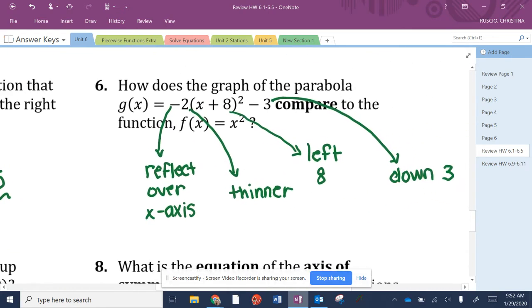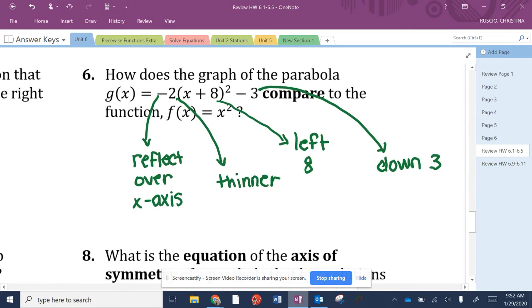Here's number 6. How does this graph compare? Well, there's 4 changes. That negative flips it over the x-axis. The 2 makes the parabola thinner. Inside lies, so 8 to the left, and the outside tells the truth, 3 down.